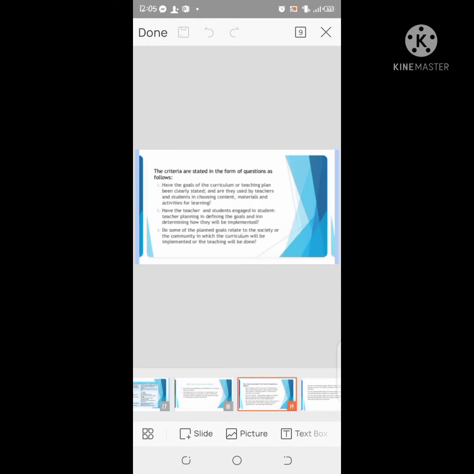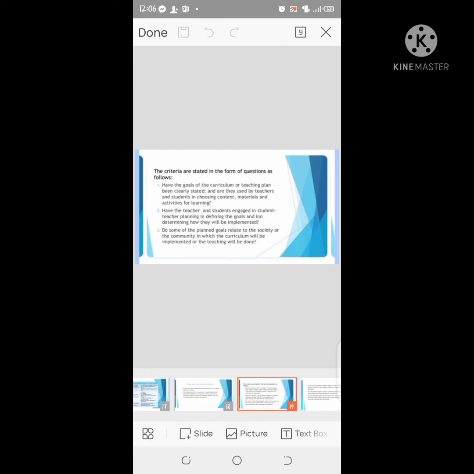So next we have the criteria, which are stated in the form of questions as follows. So, the criteria are stated in the form of questions. These are the following questions that can serve as criteria in curriculum. First, have the goals of the curriculum or teaching plan been clearly stated? And are they used by teachers and students in choosing content, materials, and activities for learning?